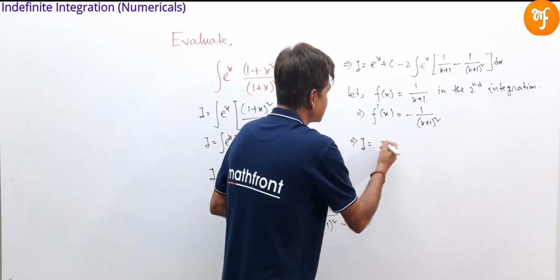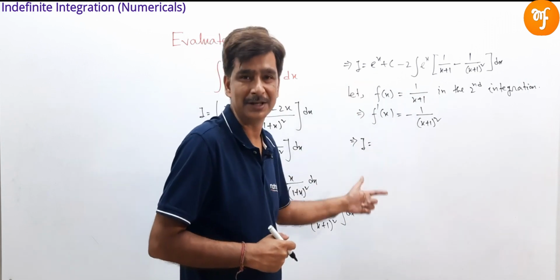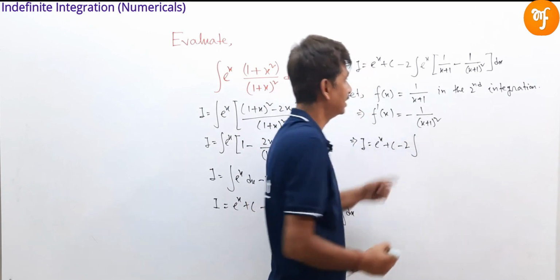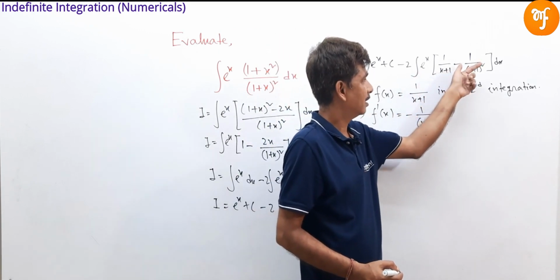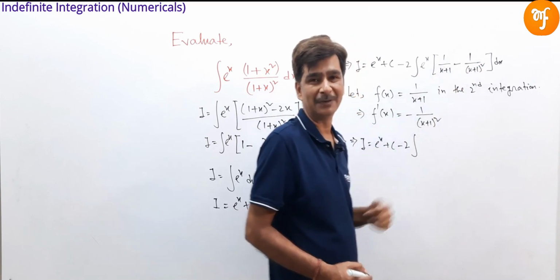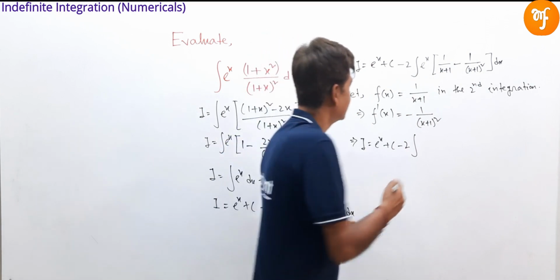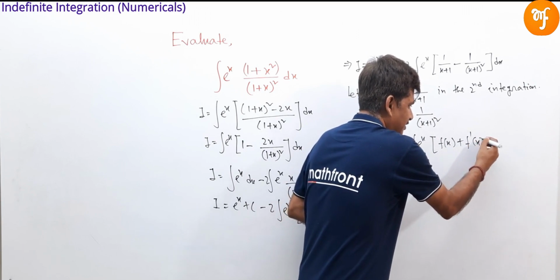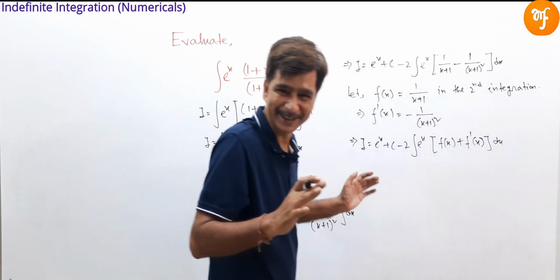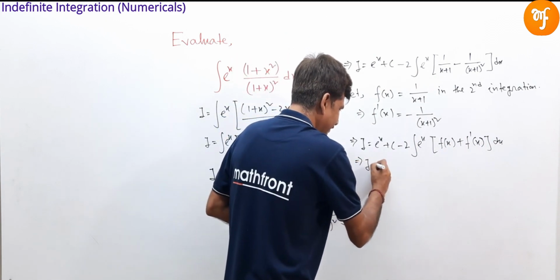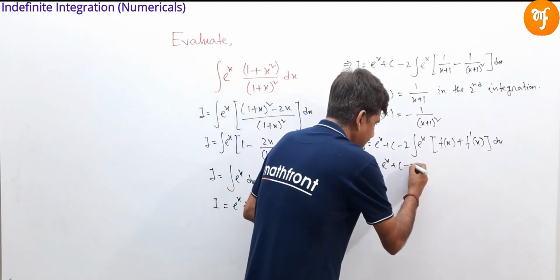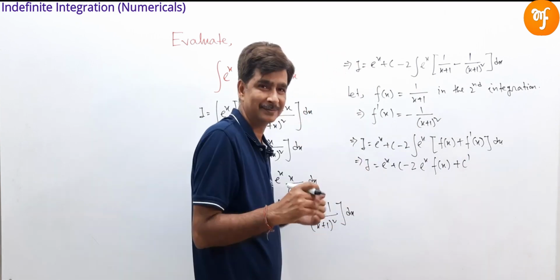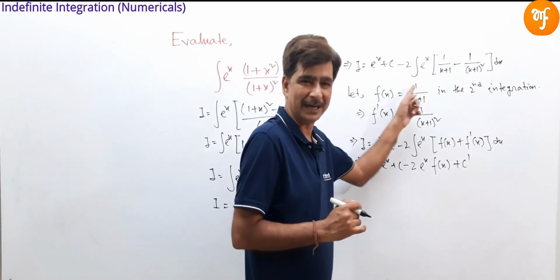This implies the integration becomes e to the power x plus c, so we will write here e to the power x plus c, minus 2 into the integration of e to the power x into [f(x) plus f dash(x)], because minus 1 divided by (x plus 1) whole square will be f dash x. So e to the power x into [f(x) plus f dash(x)] dx. Okay, clear? So I becomes e to the power x plus c minus 2 e to the power x into f(x) plus c dash. Okay, clear? So f(x) is here 1 divided by x plus 1.